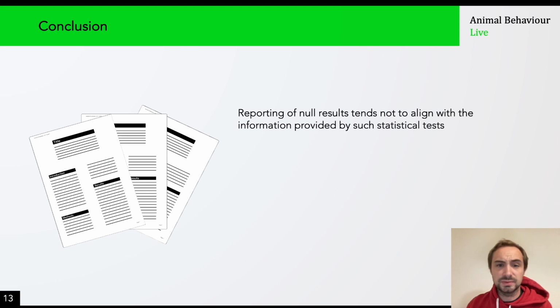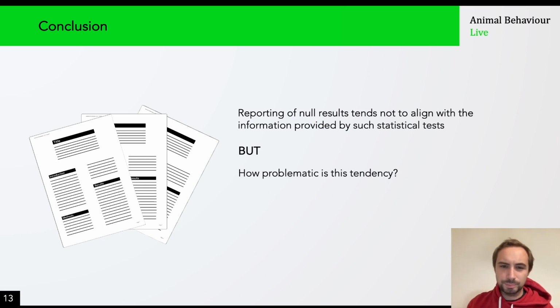So what does this mean in terms of making a conclusion? Well, the reports of null results tend not to align with the information provided by such statistical tests. We've seen that in a lot of cases people are reporting no effects when they're getting a null result, and we know that this is formally incorrect. But we're not sure how problematic this tendency is. As you go through the paper, and as you have more and more space to write about your results, people tend to be more likely to write in the formally correct way about it. So we're not yet sure how problematic this tendency is.